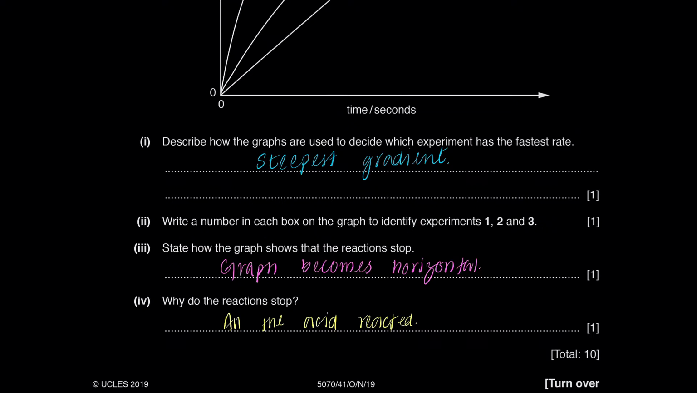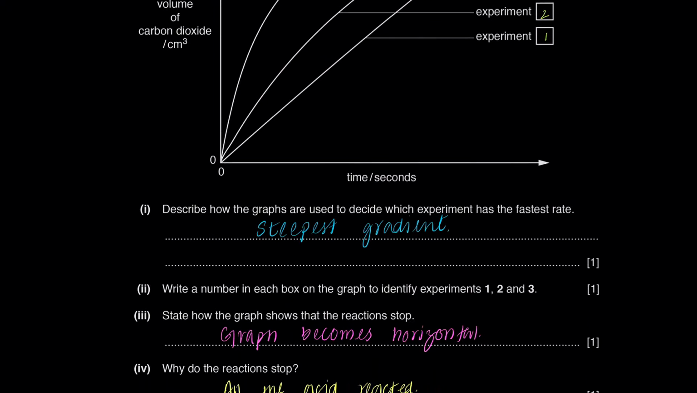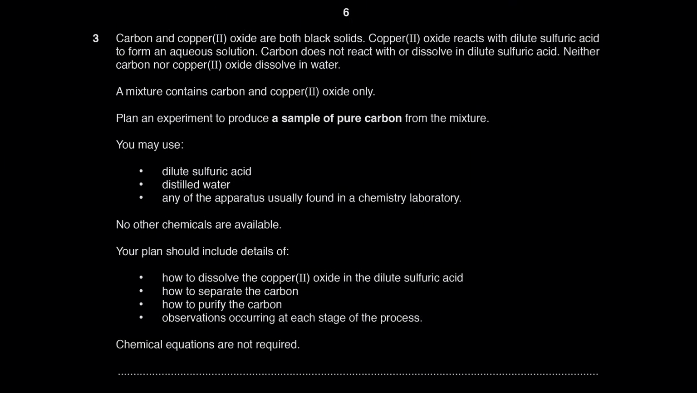The question says state how the graph shows. How is the graph telling you the reaction is stopped? What are you looking for in the graph when it becomes horizontal? Reaction 1 stopped somewhere here. Reaction 2 stopped here. Reaction 3 stopped here. You're not checking the volume of carbon dioxide. You're checking for when the line becomes horizontal. And that's what they're asking. Okay, I hope everyone gets this.